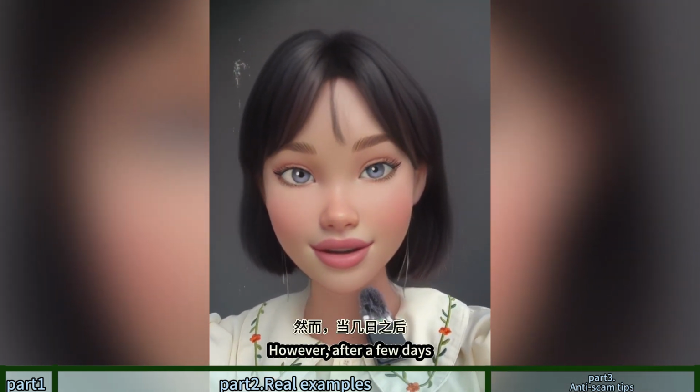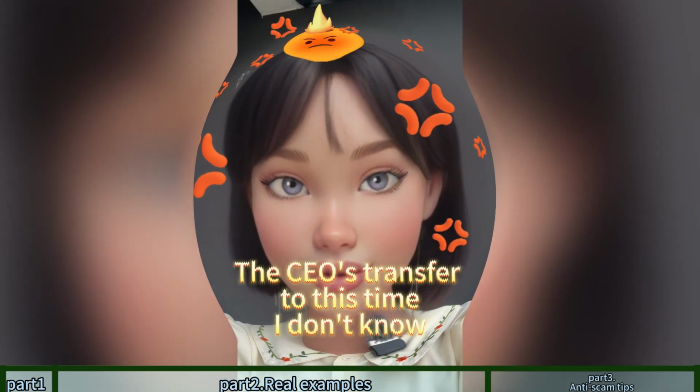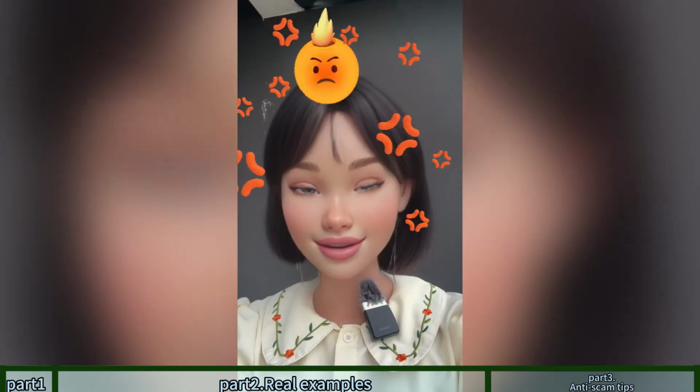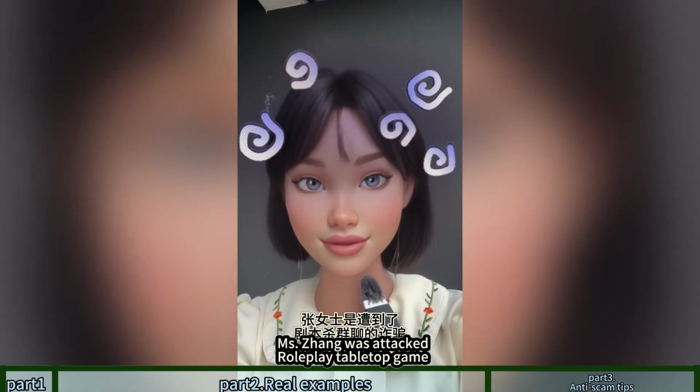However, after a few days, during a conversation between Ms. Shan and the company's CEO, she realized the CEO knew nothing about this transfer. After investigation, it was found that Ms. Shan had been attacked by a role-play tabletop game.